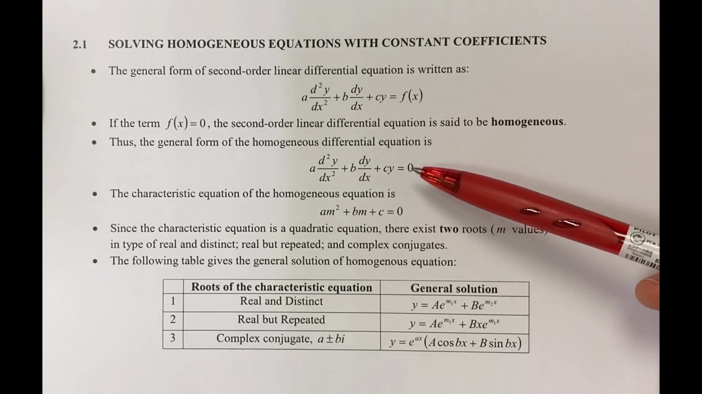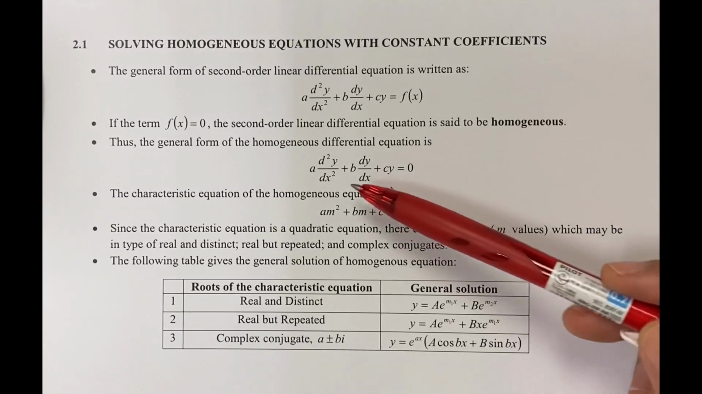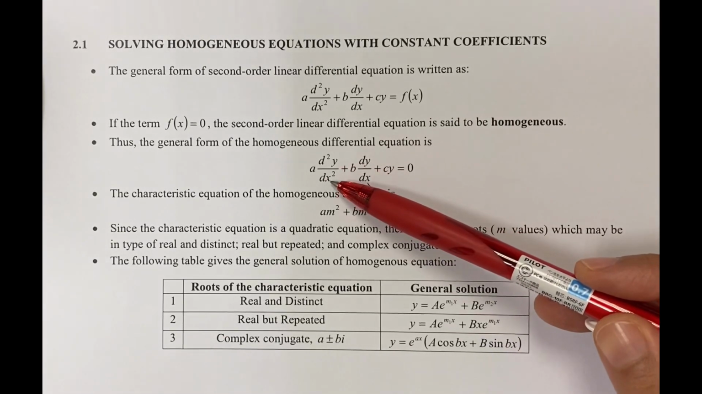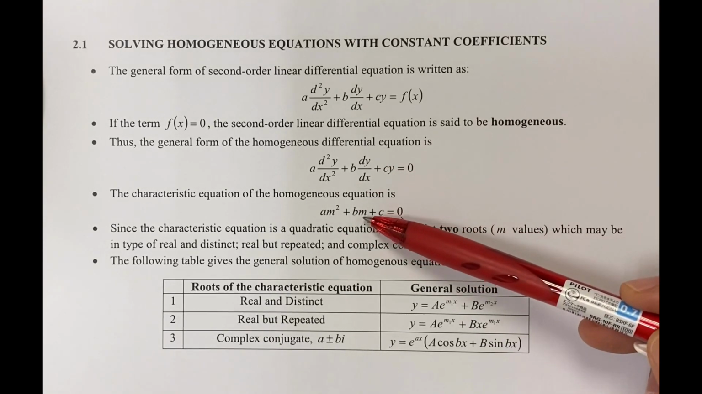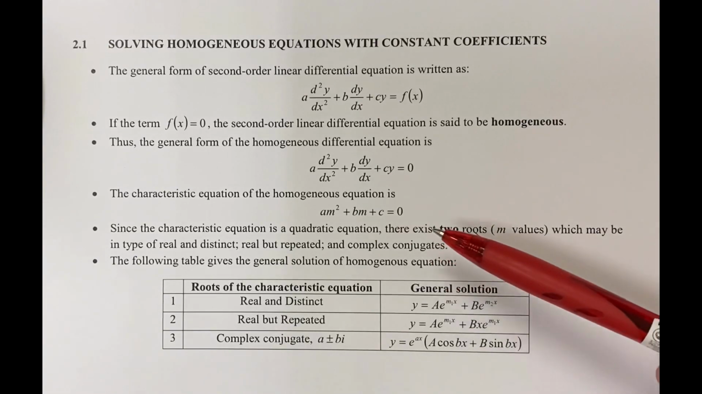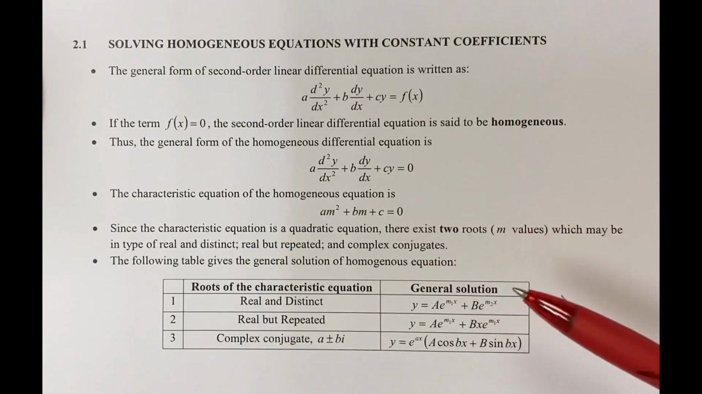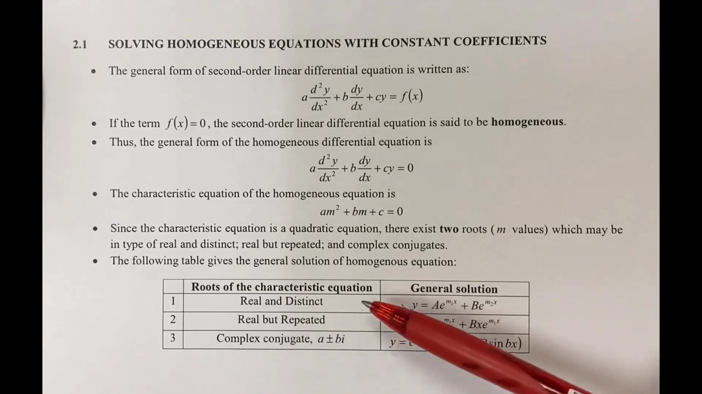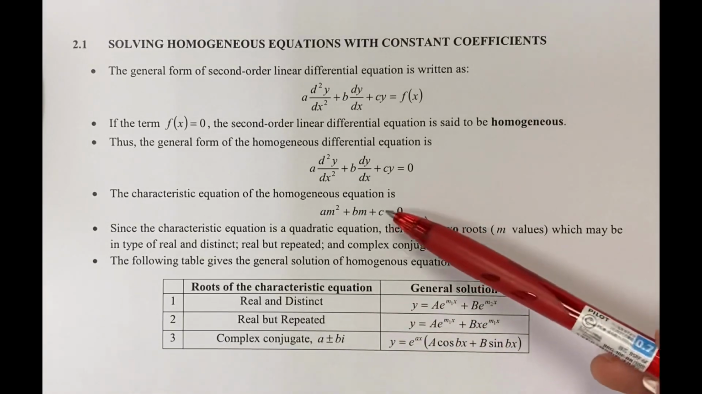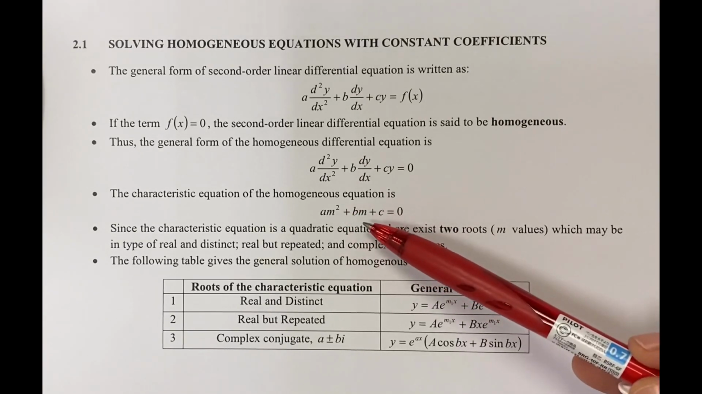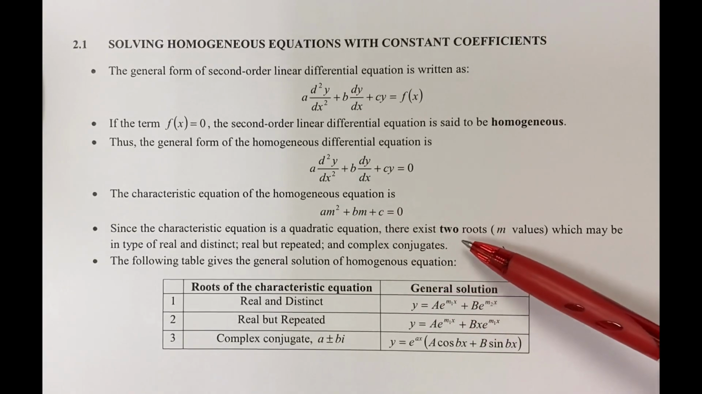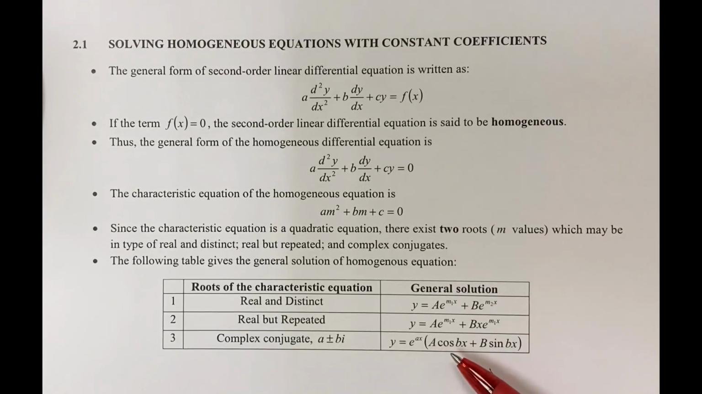And from here, we have our characteristic equation where d square y over dx square is equal to m square and dy over dx is equal to m. Once we have our characteristic equation, we can find the general solution for each case. Basically, this is a quadratic equation in m, so we will have two roots. Refer to this table. If the roots are real and distinct, we have this kind of general solution.